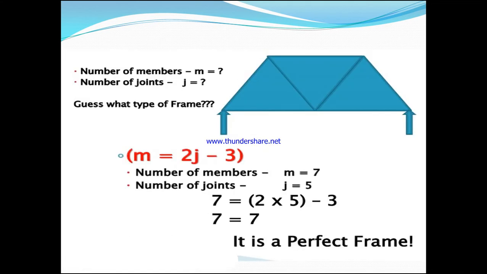This is an example. In this figure, if you count the number of members: 1, 2, 3, 4, 5, 6, 7. 7 members, and joints are 1, 2, 3, 4, 5. 5 joints. So we apply the condition m equals 2j minus 3. We have to check whether the number of members and joints satisfy this condition. Substitute the values: 7 equals 2 into 5 minus 3. You can see that the number of members is equal to 2j minus 3. Hence the condition is satisfied. This type of frame is known as a perfect frame.